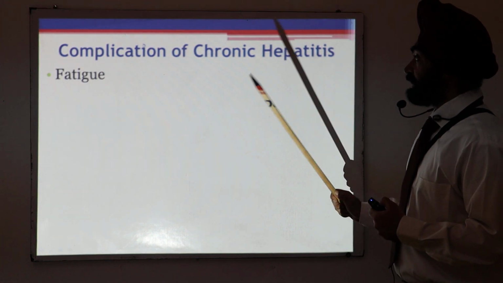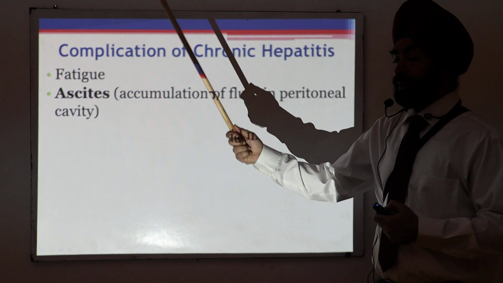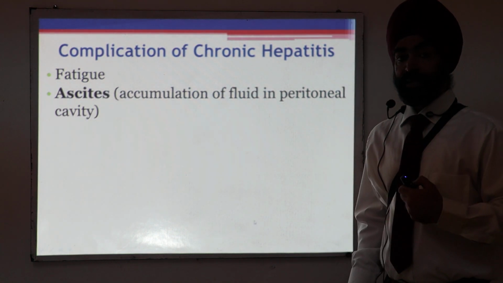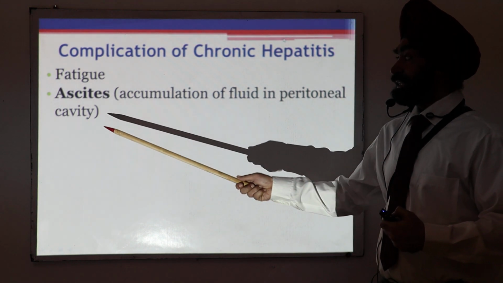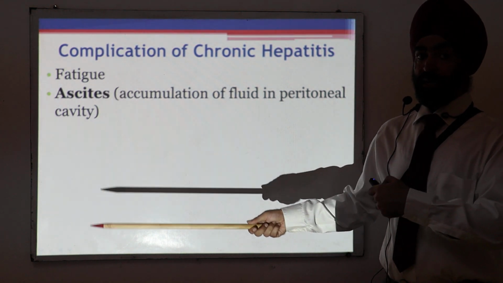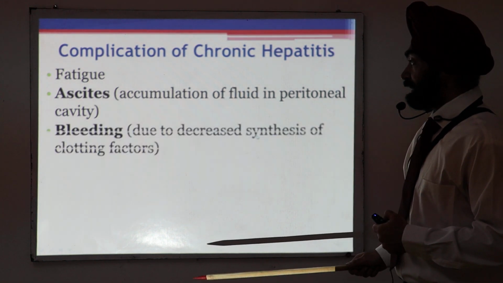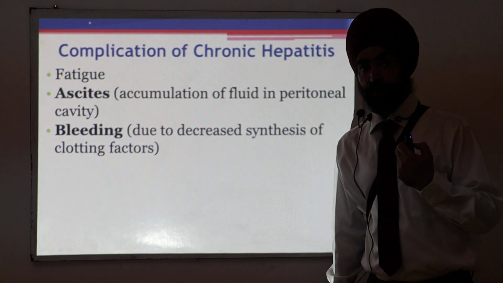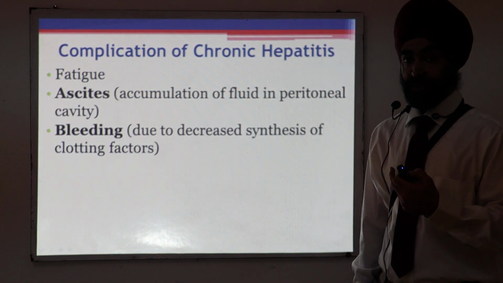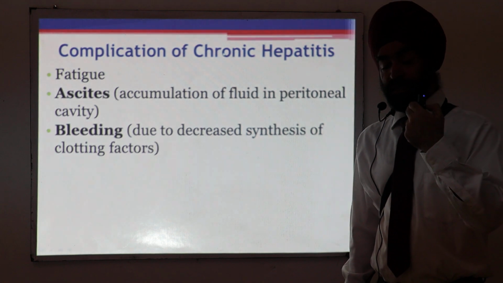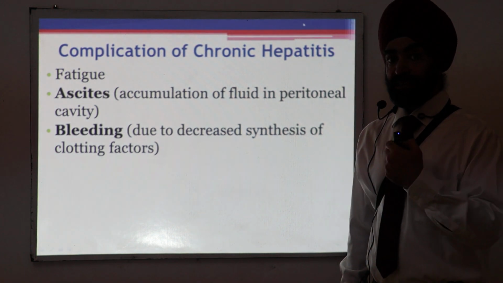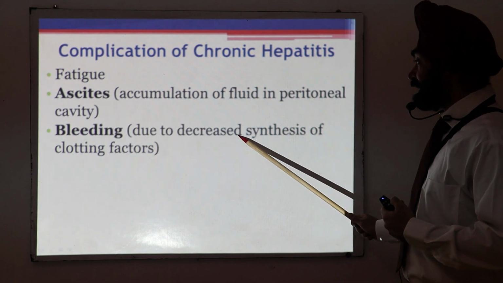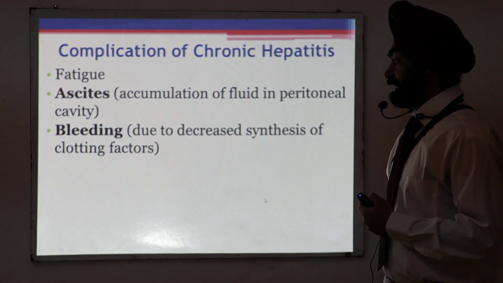So coming down to the complications, fatigue will be there for a long period of time. Ascites means the fluid has accumulated inside the peritoneal cavity. It is actually a type of edema, edema in the peritoneal cavity. Then bleeding. Now if the liver is not functioning, clotting factors are not produced. Clotting factors are actually proteins. So the liver is not functioning, proteins are not produced, clotting factors are not produced, and the person will suffer from bleeding because of the decreased synthesis of clotting factors.